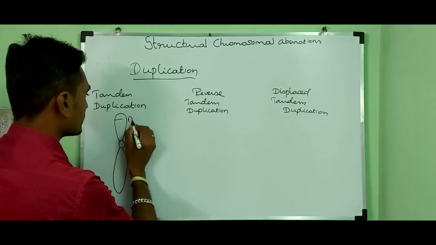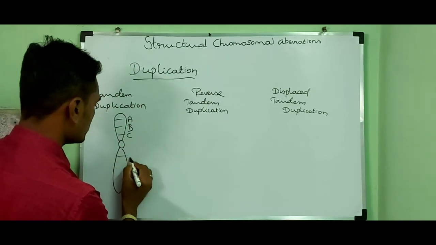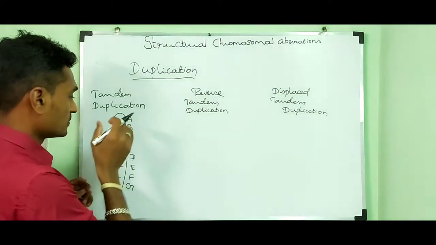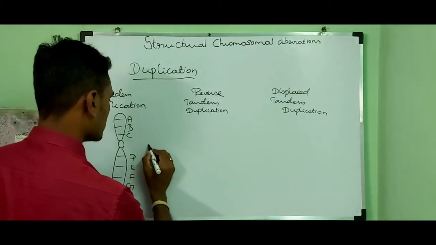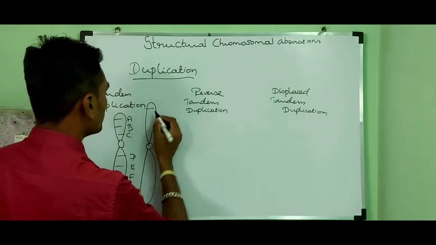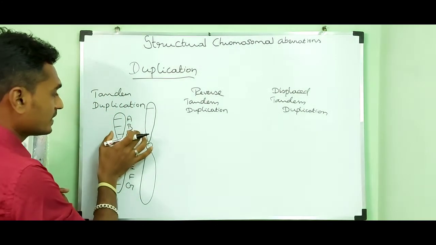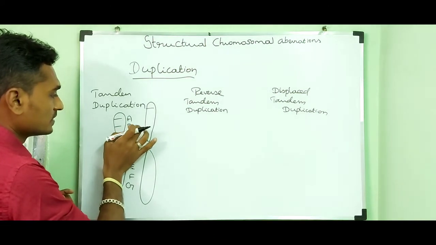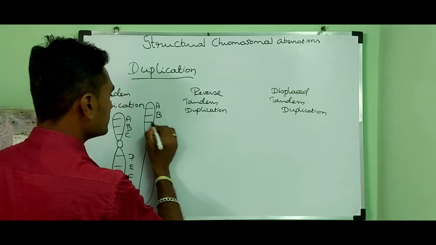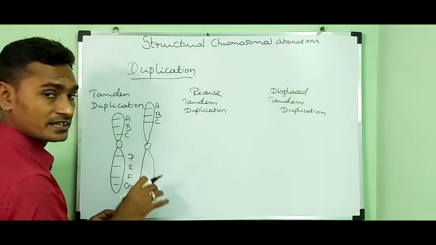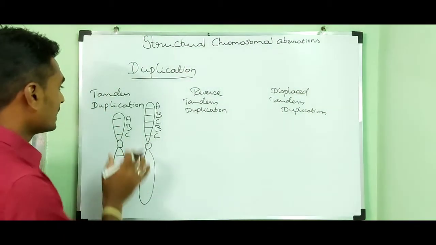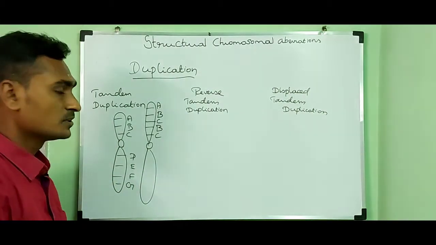It contains A, B, C, D, E, F, G. So now if the mutation occurs, the duplication process occurs on the alleles B and C. So capital A, capital B, capital C, again the duplicated segment located after the normal segment, and that process is called tandem duplication.